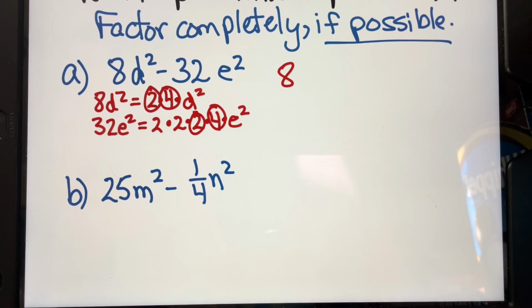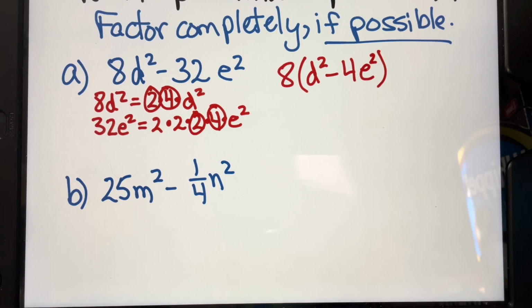And what would still be remaining in the brackets would be a d squared minus 32 divided by 8. 2 times 8 is 16, and 32 would take double of that. So that means I still have 4e squared.